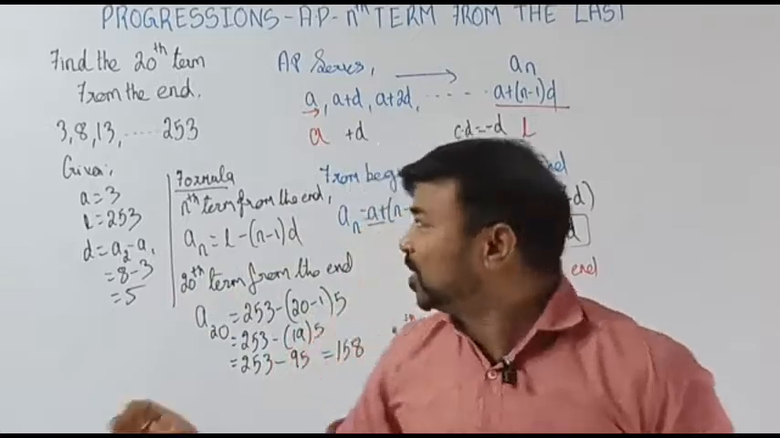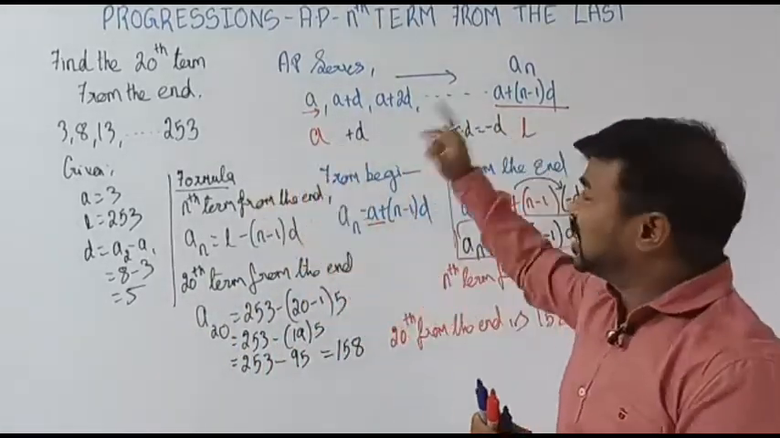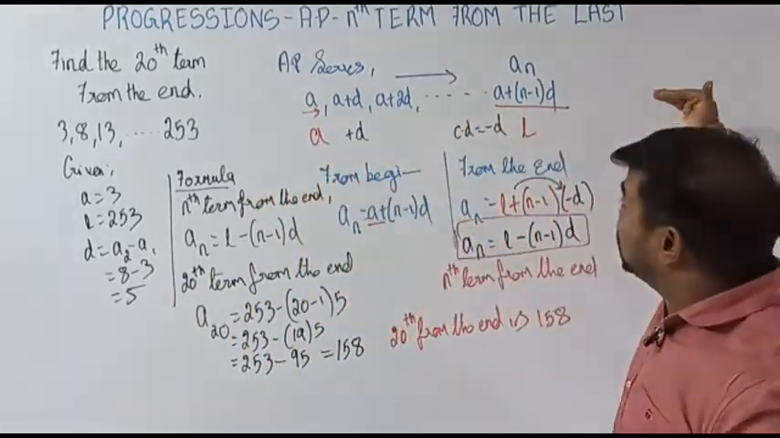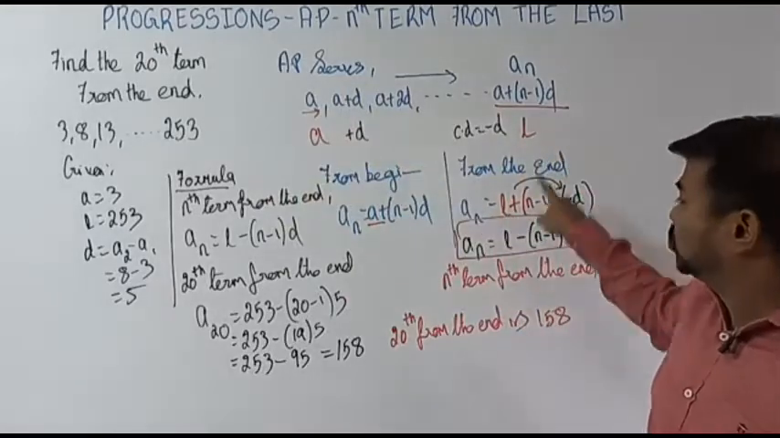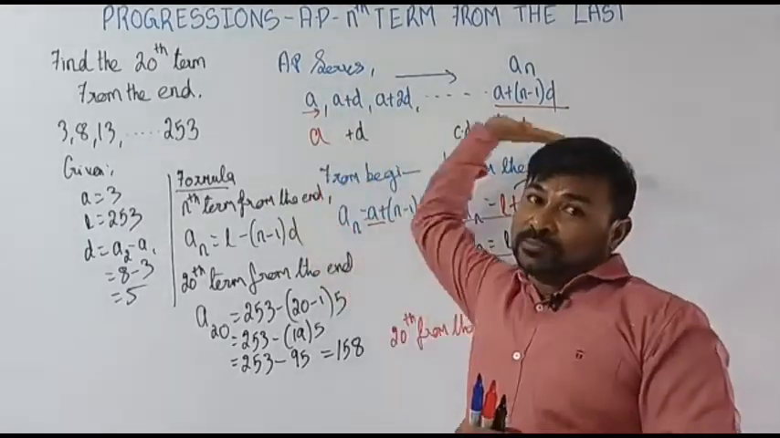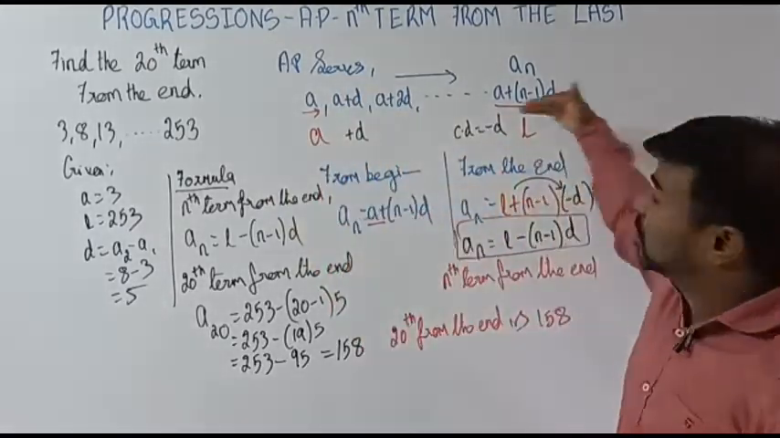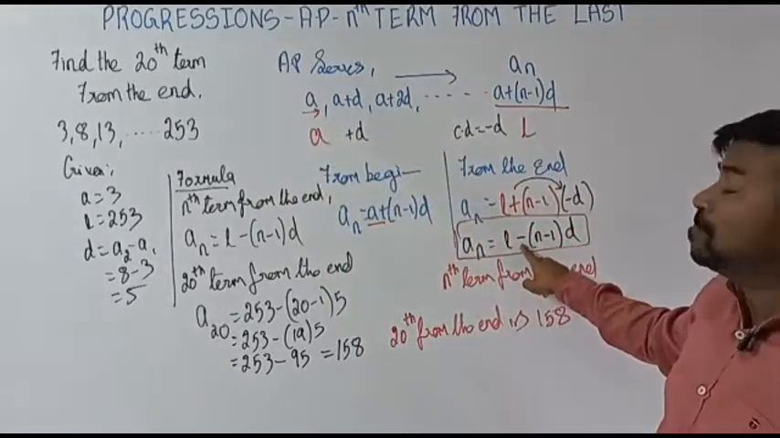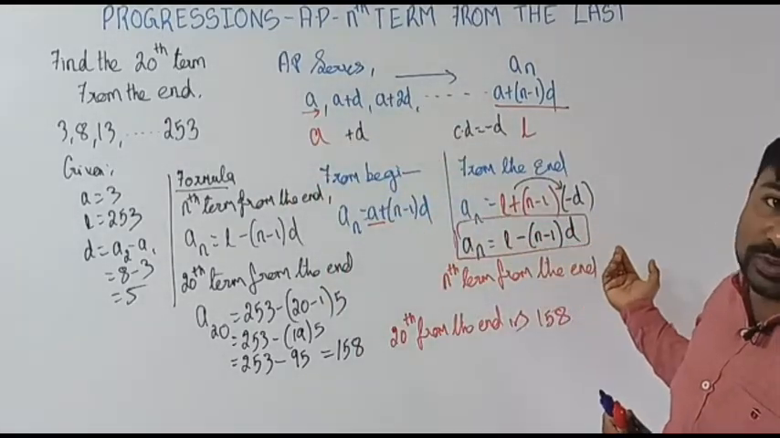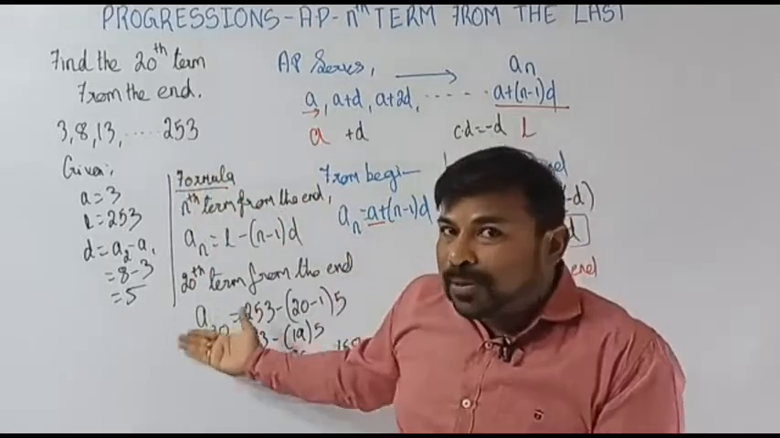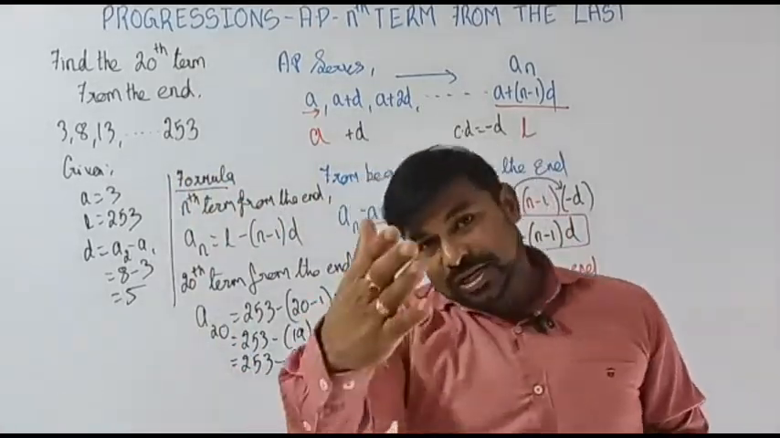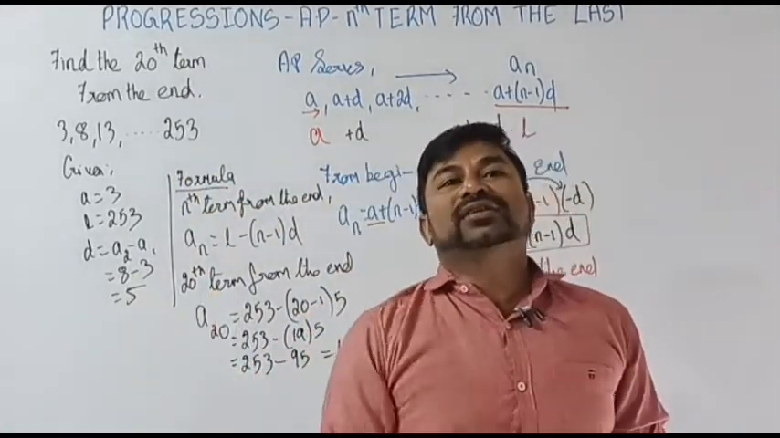Only one trick. When we are moving from the first, a comes first. But when we are moving from the end, l comes first. When we are moving from here, plus d. When we are coming from the back, it's nothing but minus. l minus n minus 1 into d. So here, plug in whatever you have, you will do it. So that's now the nth term from the last.